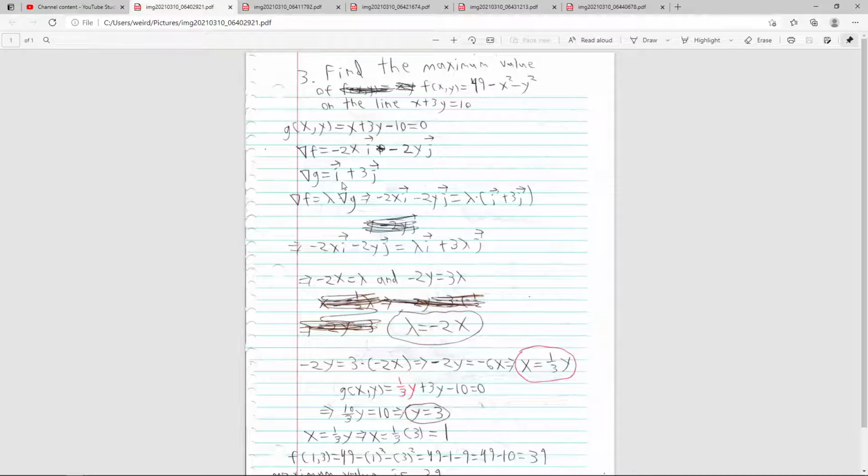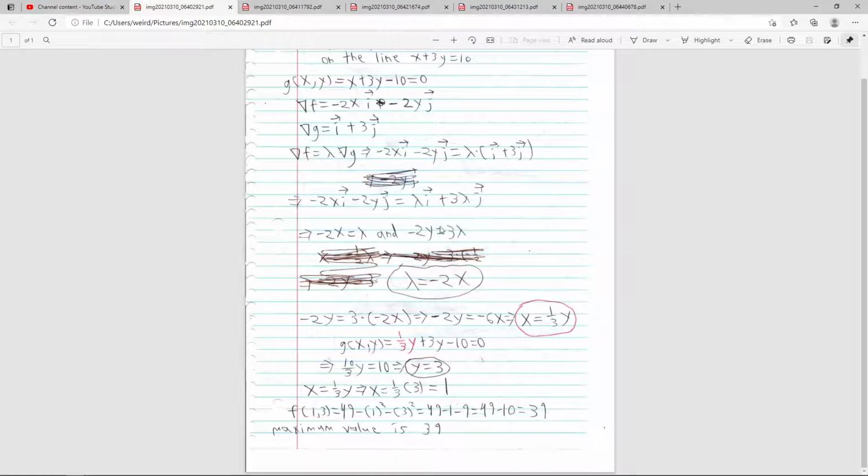The gradient of g is i plus 3j, from x plus 3y minus 10. The gradient of f is negative 2xi minus 2yj, which should be expected. Then you multiply in the lambda, so negative 2xi minus 2yj equals lambda i plus 3 lambda j. This one is pretty short because it's obvious. Negative 2x equals lambda and negative 2y equals 3 lambda. So just lambda equals negative 2x.